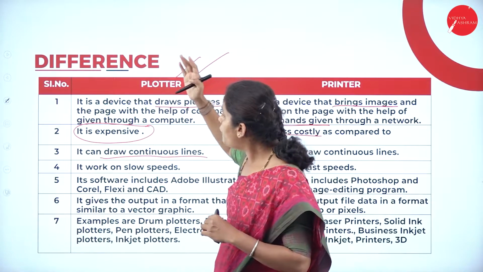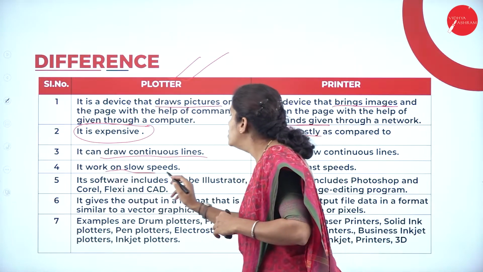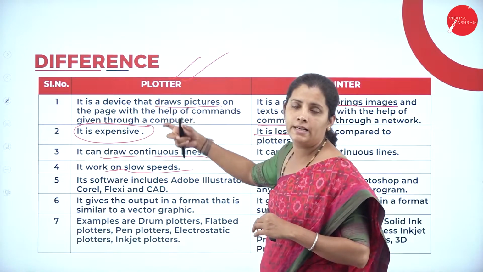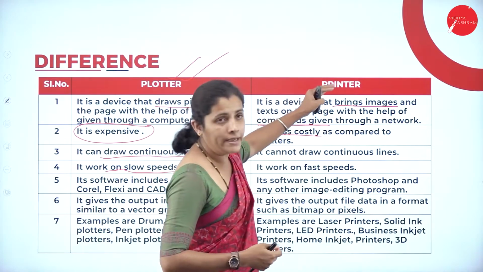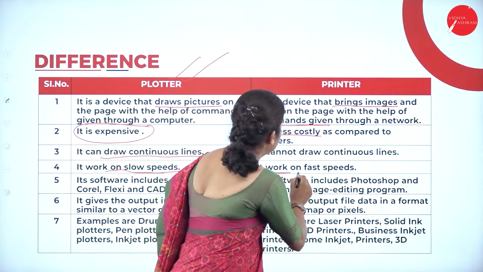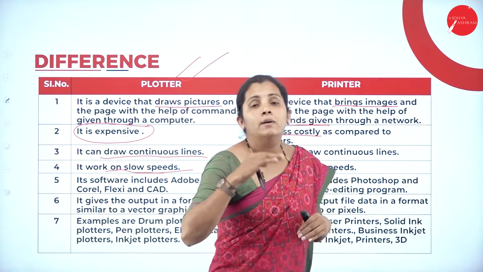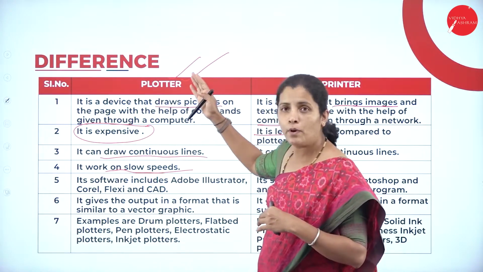What is the fourth difference? It works at slow speed. That means the working speed is very slow, whereas the printer works at fast speed. That means the printing speed is comparatively high compared to the plotter.